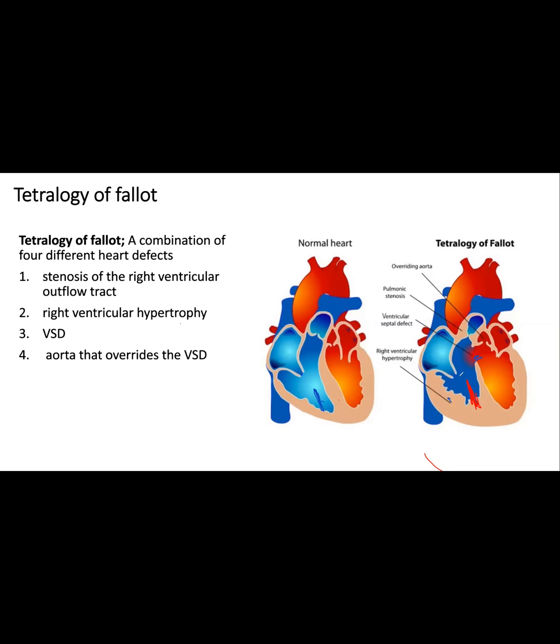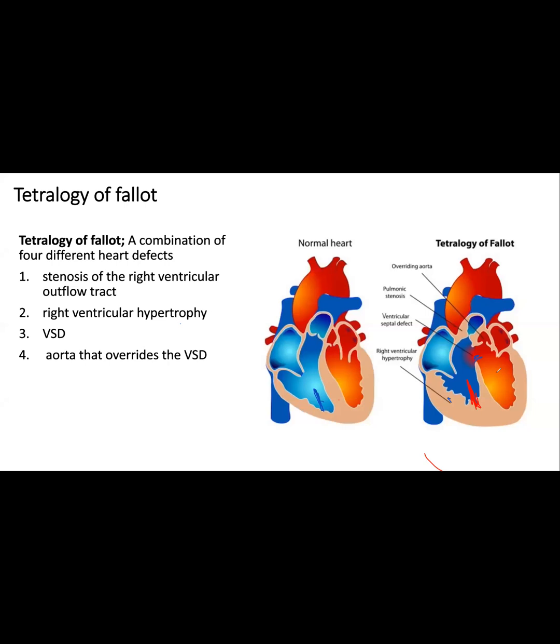But in tetralogy of Fallot, the shunting is to the right side, to the left side, meaning the deoxygenated blood flows to the left side. And this is because of the cyanosis. This is because the pressure from the stenosis and the hypertrophy of the heart pushes the blood to go to the left side, sorry. And then the fourth defect is known as the overriding aorta.